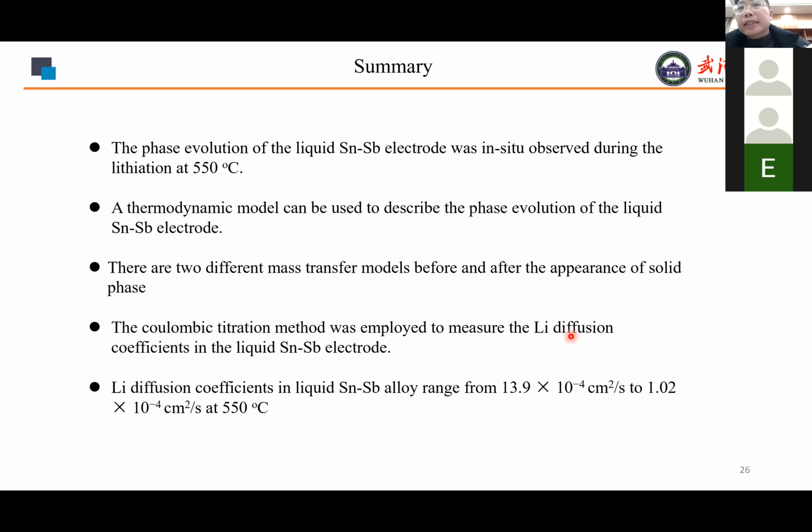Let's make a summary. The phase evolution of the positive electrode during discharge was observed in situ. We built a thermodynamic model to explain the influence of the solid phase on battery voltage. There are two different mass transfer models before and after the appearance of the solid phase. And then we built an electrochemical method to measure the diffusion coefficient of lithium in liquid alloy.